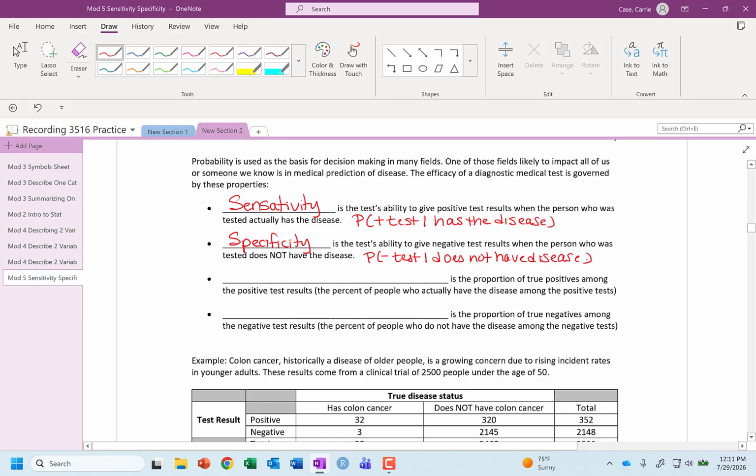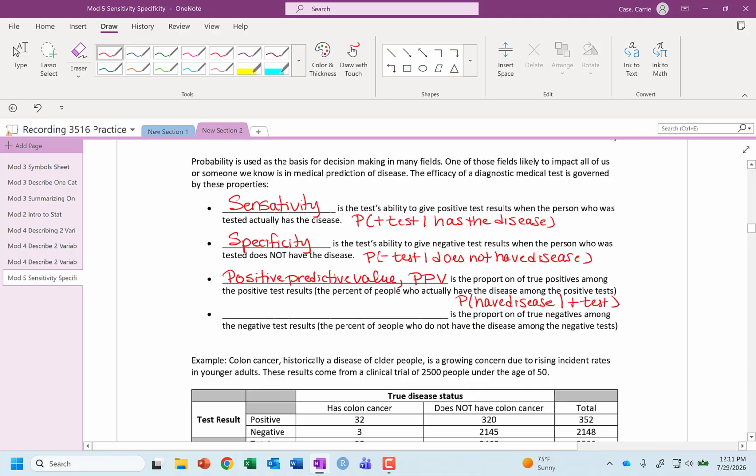Then we have something called positive predictive value, also known as PPV. That's the proportion of true positives among the positive test results. So it's the percent of people who have the disease that tested positive. So it's the probability of having the disease if you receive a positive test result.